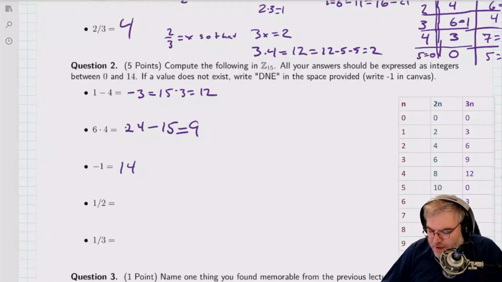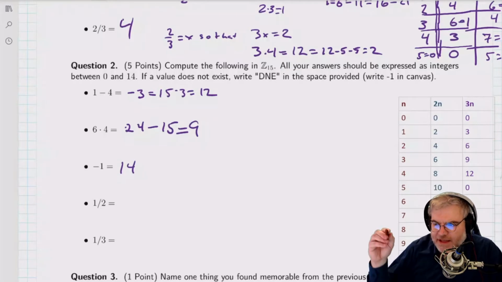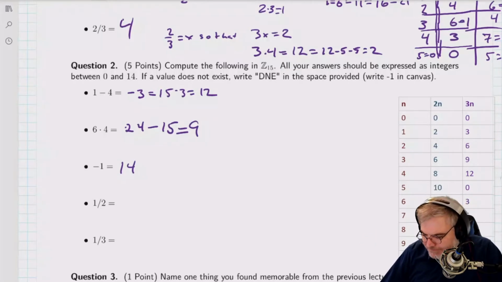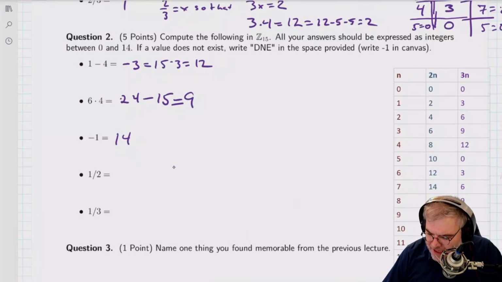Yeah, so negative 1 is just 15 minus 1. I take the big clock and I go back 1. Now, 1 over 2. Well, let's see. Is there a 1 over 2? So 1 over 2 is x, so that 1 equals 2x.